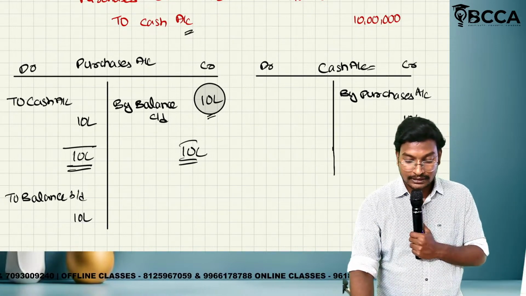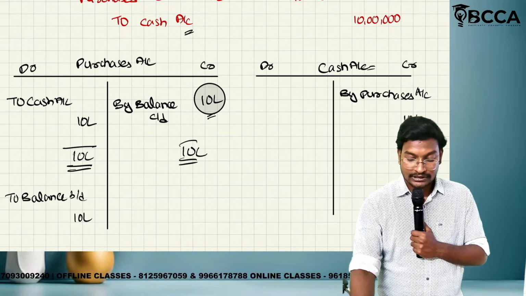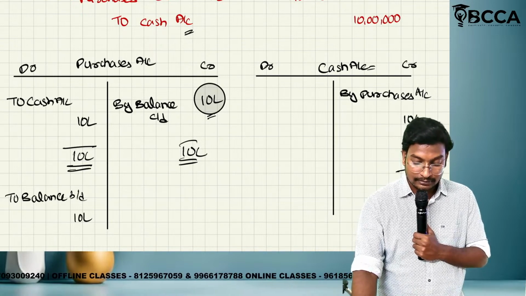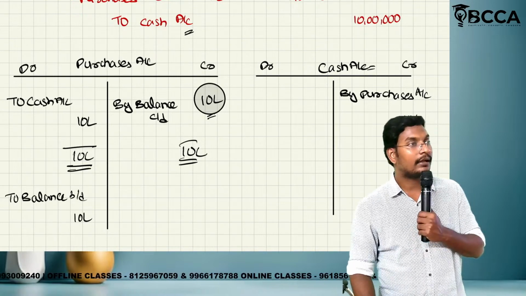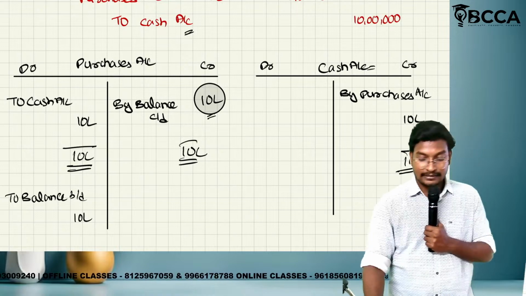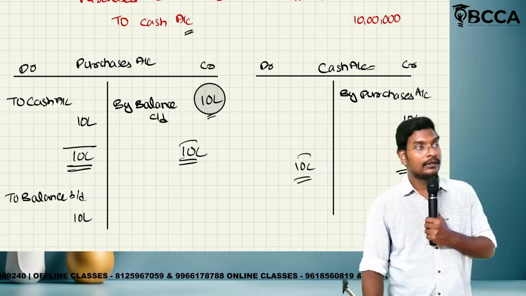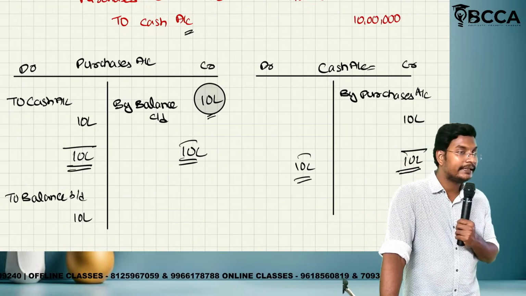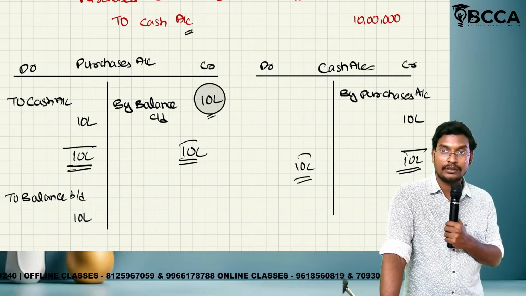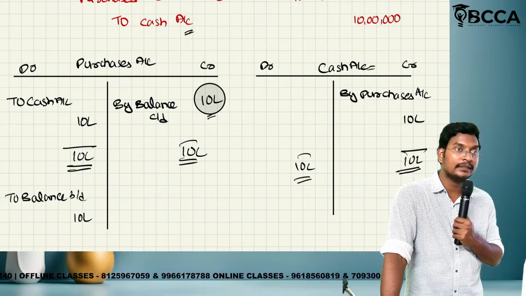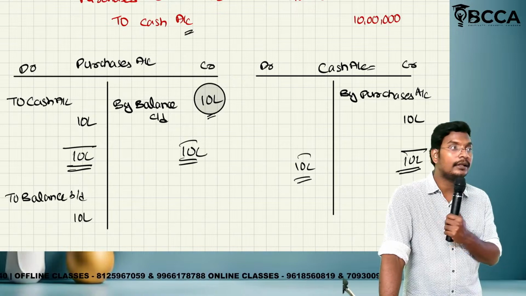We have to close the cash account. So first of all, we need to do what? Totals. In the total column, we have to record the highest amount or lowest amount? Highest amount. So what is the highest amount? 10 lakhs and 10 lakhs. What is the difference amount? On the debit side, we have 0. On the credit side, we have 10 lakhs. The difference amount should be recorded on the lowest side.